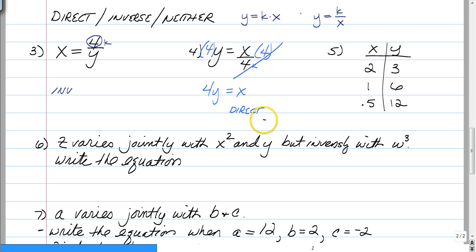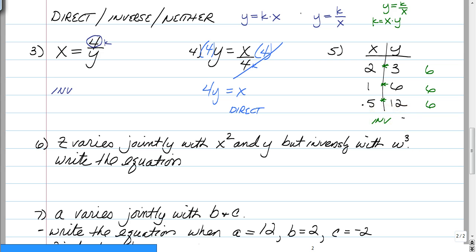And then the last thing is when you're looking from a chart, you're going to want to multiply and divide. So if we were to do 2 times 3, okay, so 2 times 3 is going to give us 6. 1 times 6 is going to give us 6. And 0.5 times 12 is going to give us 6. So if we have x times y, that is when y was equal to k over x. So k is equal to x times y is known as inverse. So this one is another inverse.